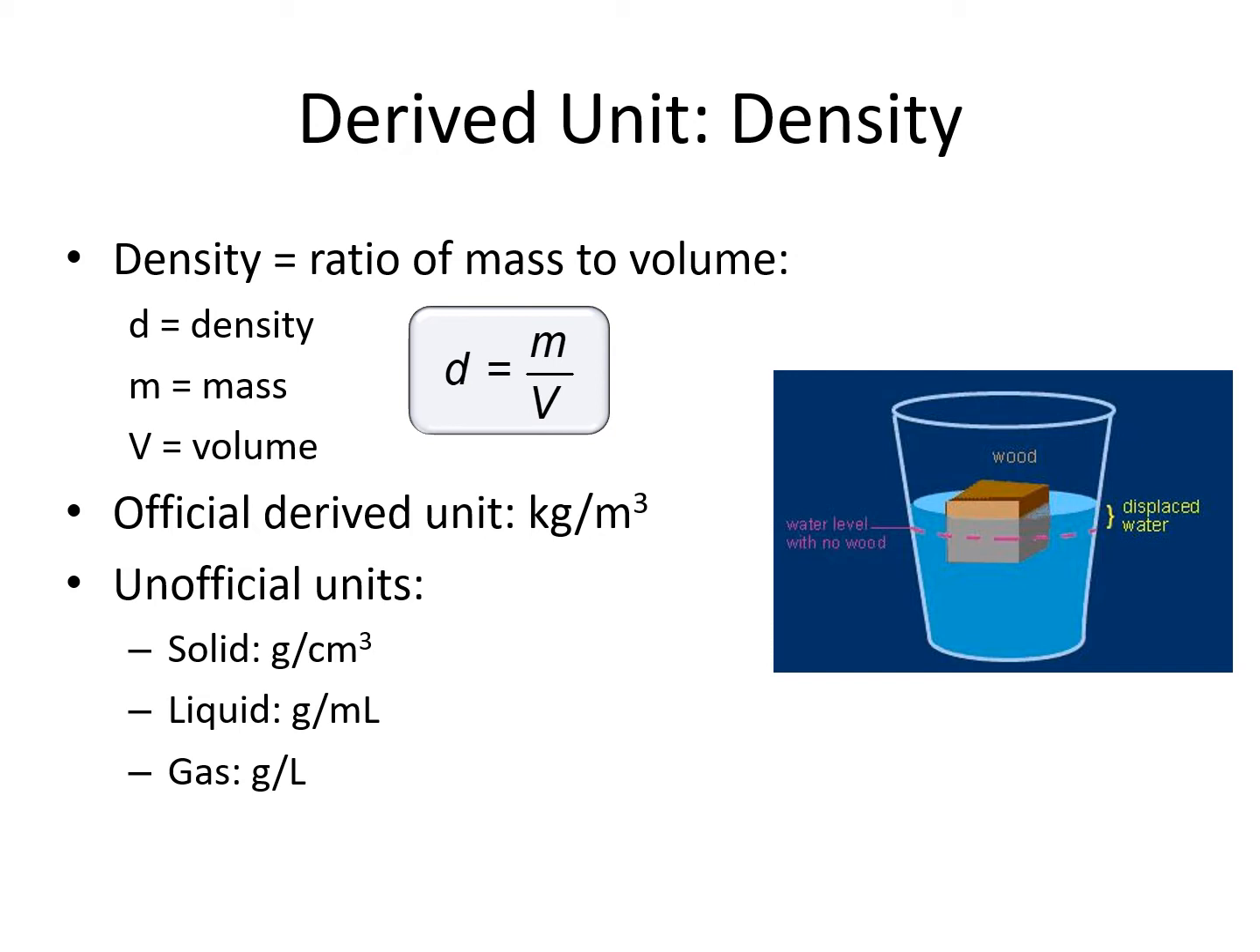Once again, however, chemists typically stray from the official units and use some unofficial ones instead. This is partly because, as chemists, we typically measure small things. Kilograms and cubic meters are too large. When we are measuring a solid, we use grams per cubic centimeter. When we are measuring a liquid, we use grams per milliliter. When measuring a gas, since the gases typically take up more space than liquids, we use grams per liter.